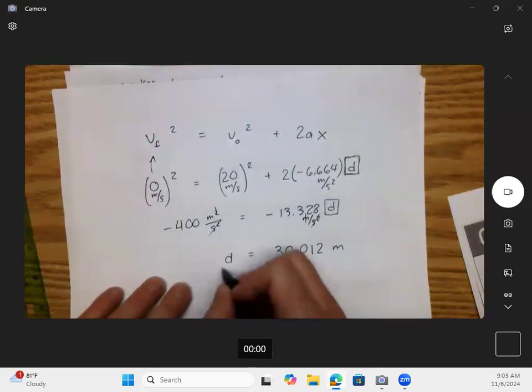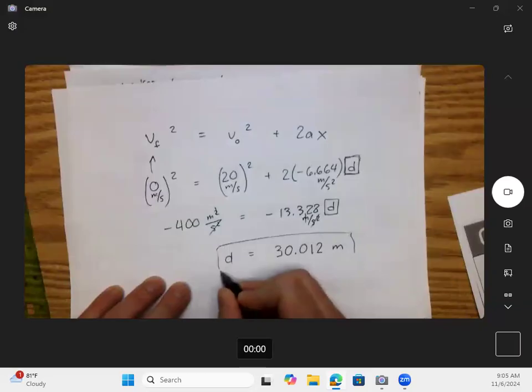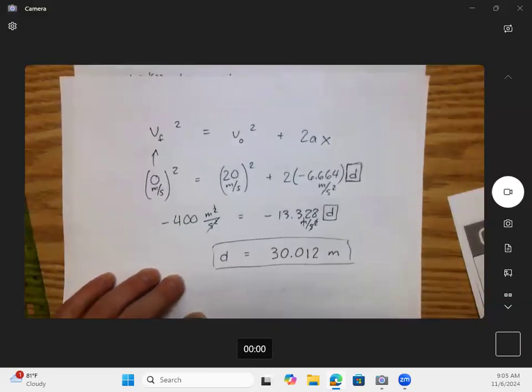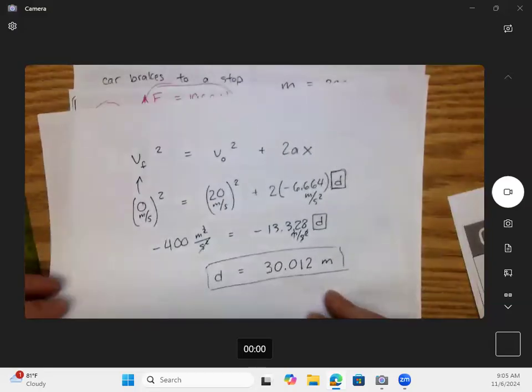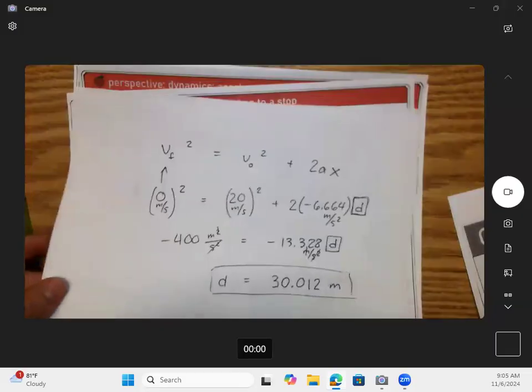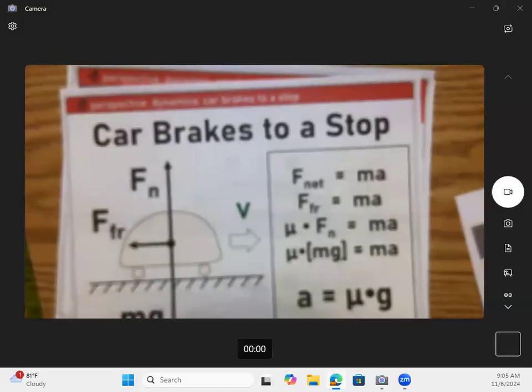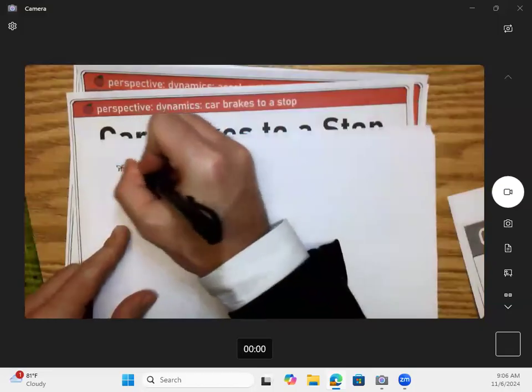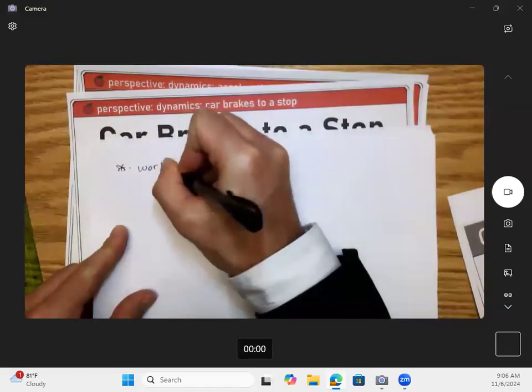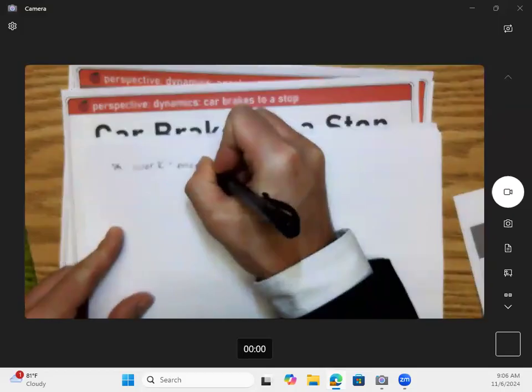All right, you guys ready to do the work energy method? I'm guaranteeing you we're going to get the same braking distance. You guys ready for this? Using a completely different thought process, a completely different framework. So let's go back. Car brakes to a stop. Now we're doing what I'll call the work energy method.